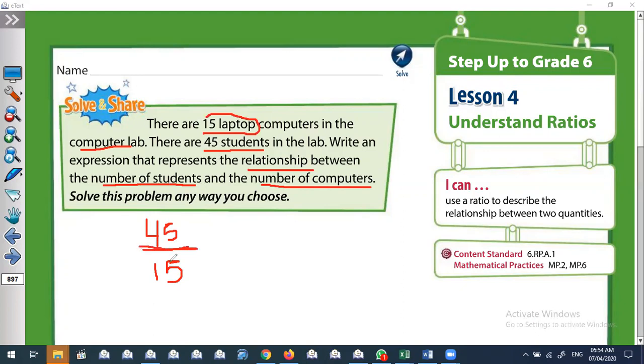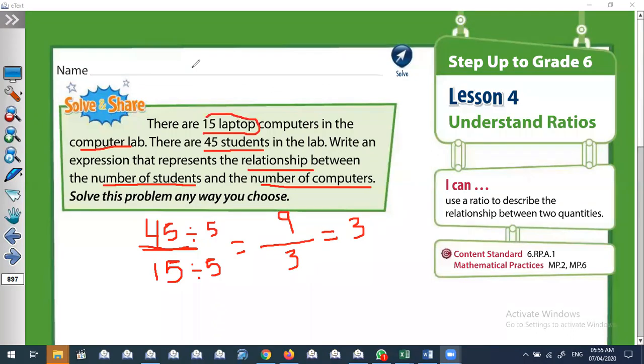Simplify. 45 and 15, both of them are in table 5. Okay, no problem. Divide by 5 up, divide by 5 down. 45 divided by 5 is 9. 15 divided by 5 is 3. 9 over 3 equals 3. So the number of students came first. So I have to start with the students first.